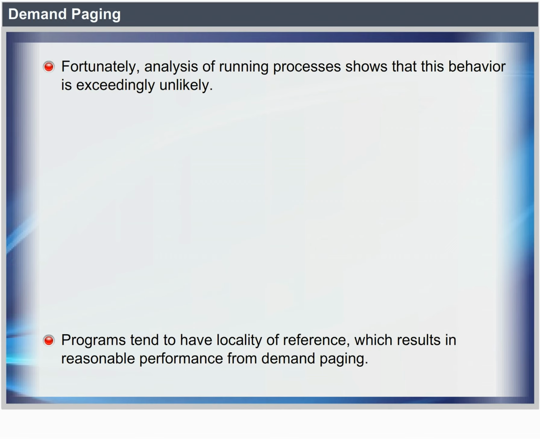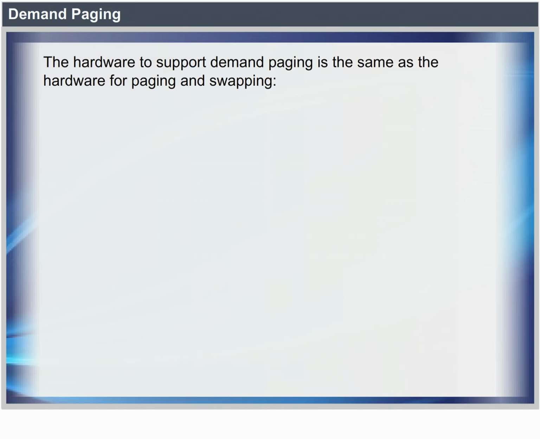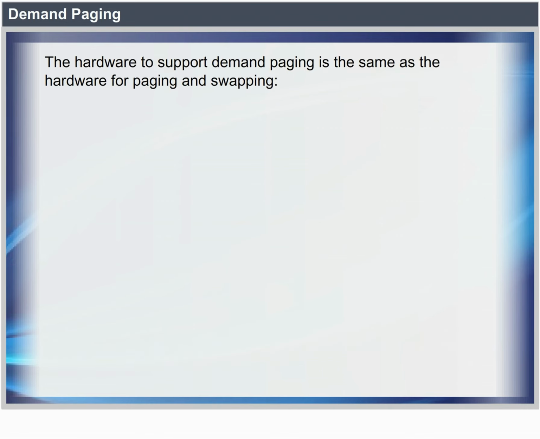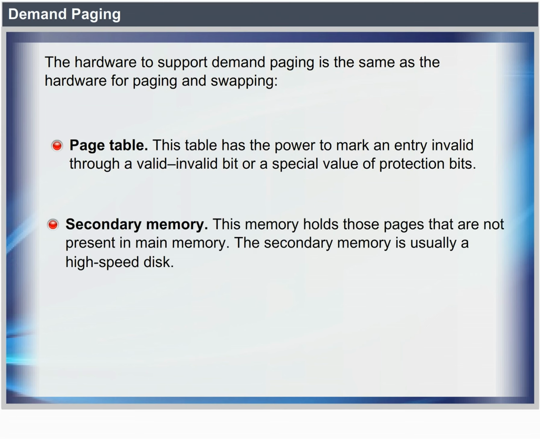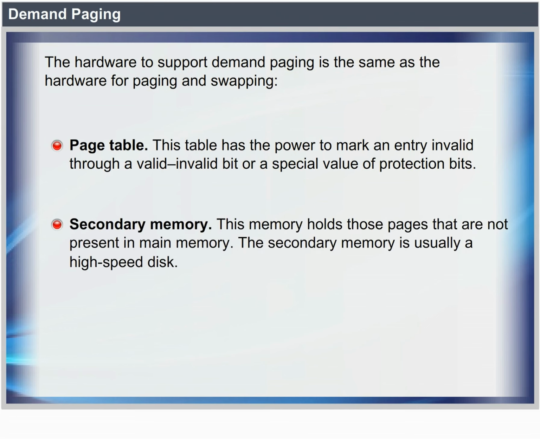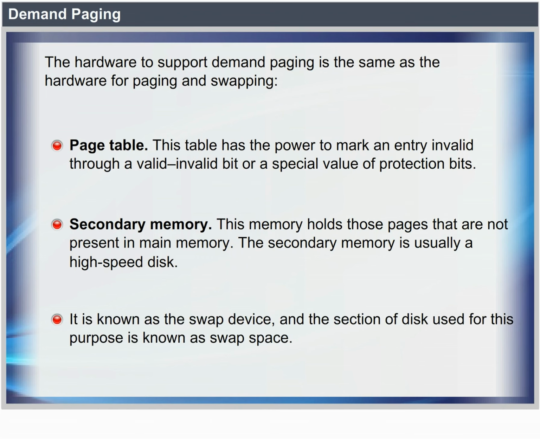The hardware to support demand paging is the same as the hardware for paging and swapping. Page table: this table has the ability to mark an entry invalid through a valid-invalid bit or a special value of protection bits. Secondary memory: this memory holds those pages that are not present in main memory. The secondary memory is usually a high-speed disk. It is known as a swap device, and the section of disk used for this purpose is known as swap space.